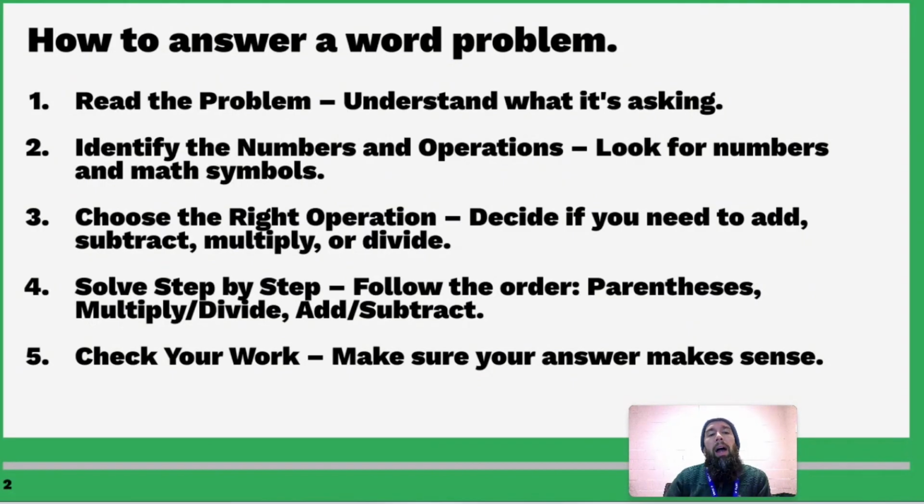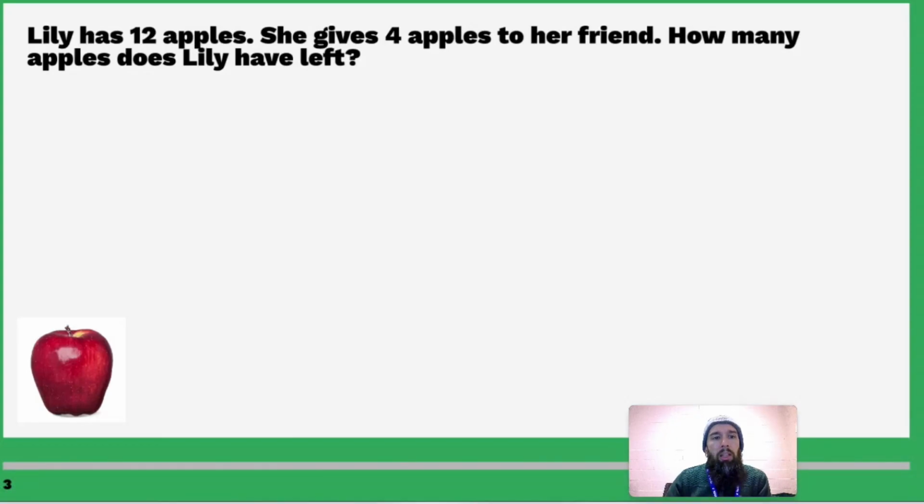You write out what you have, this is step 4, and you solve step by step everything that you need to solve for. So if you're adding, if you're subtracting, if there's by any chance parentheses there, you do that first. And then when you're done, you check your work to make sure that your answer seems correct. So, let's get into it.